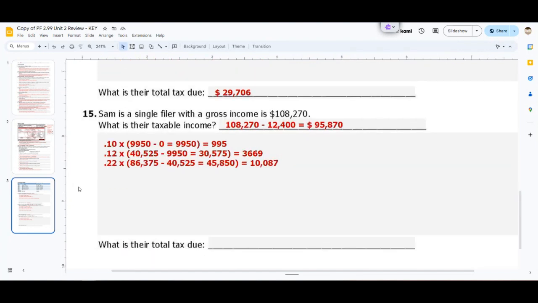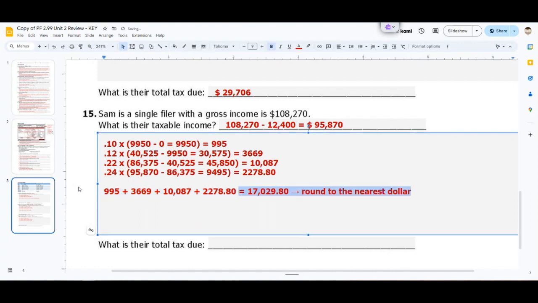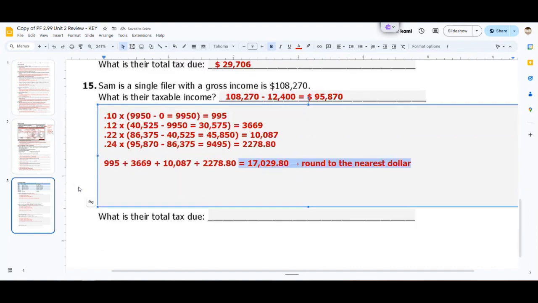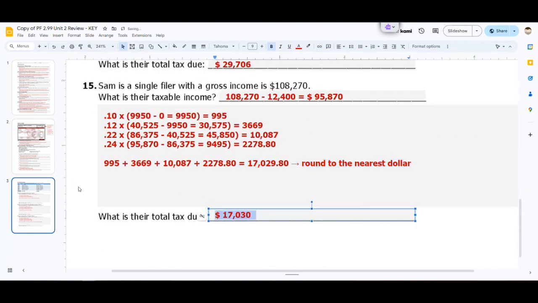All right, so for the 10% bracket, they'll owe $995. For the 12% bracket, $3,669. And for the 22% bracket, they'll owe $10,087. All right, the remaining dollars fall into the 24% bracket. Again, they maxed out in terms of taxable earnings at 95,870. We subtract out the 86,375 that were taxed earlier, leaving us with $9,495 in that last range. 24% of that is $2,278.80. Adding up the tax due and rounding to the nearest dollar gets us $17,030.